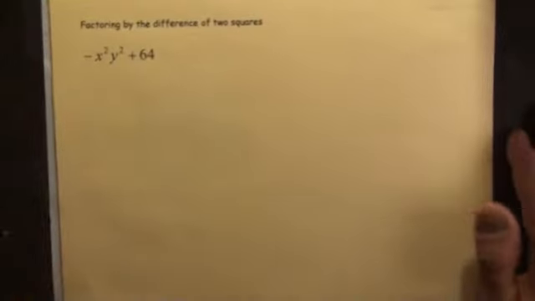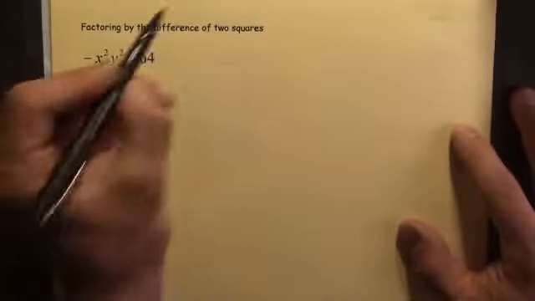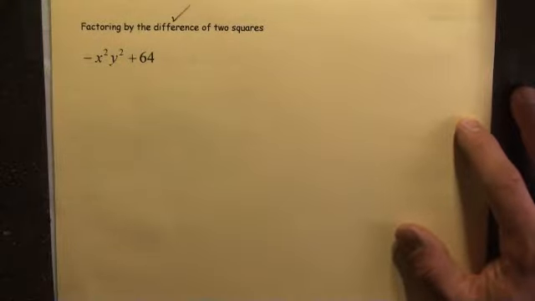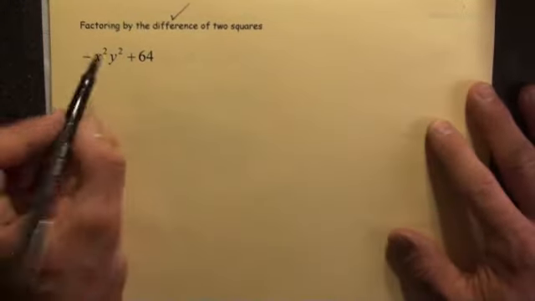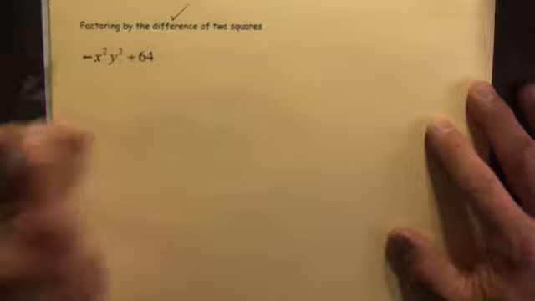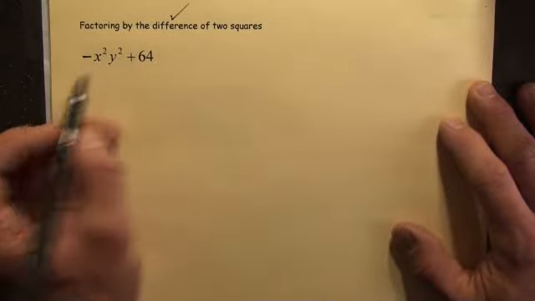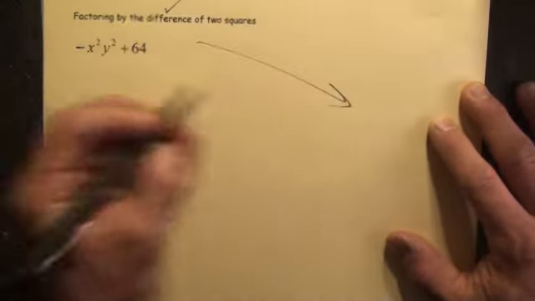Next one. Now, is this the difference between two perfect squares? No, because there's no minus sign. But maybe we can create one. Now, we can do it here because this is a minus. Essentially, we're going to reverse this. There's two ways to do this problem. We'll go ahead and do it the two different ways.